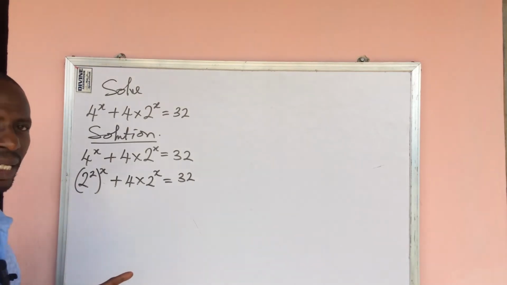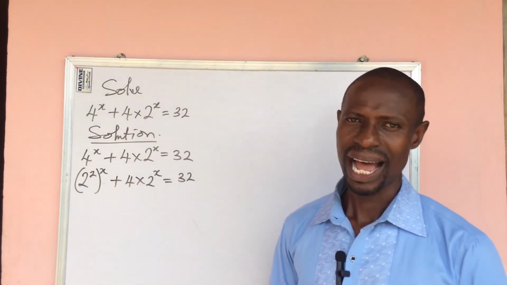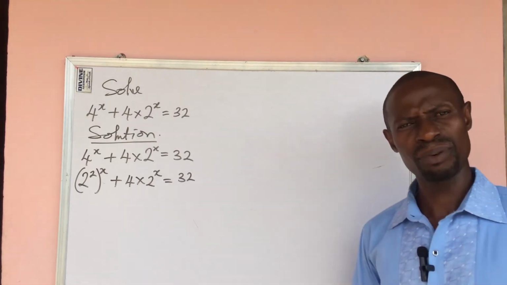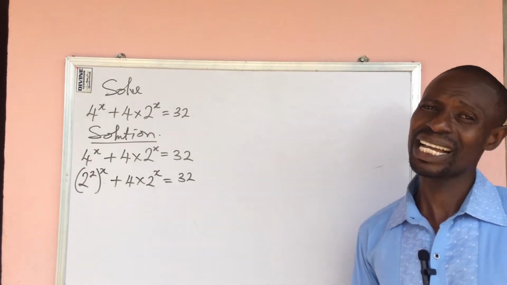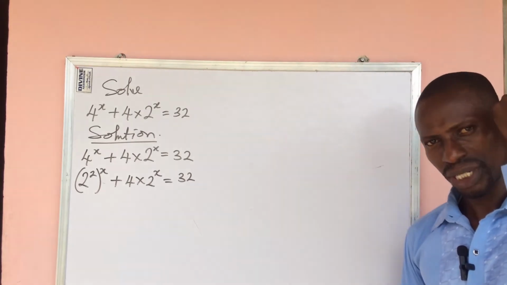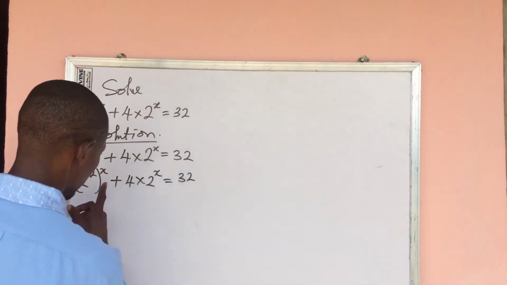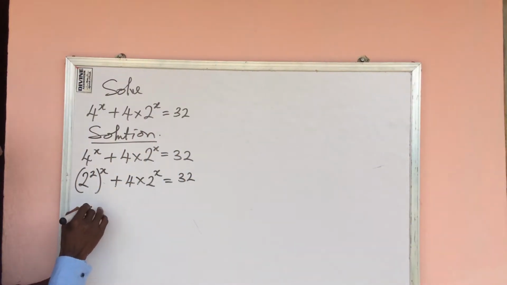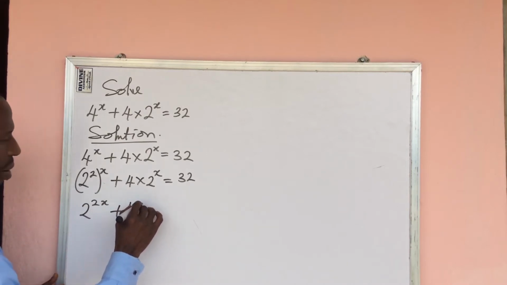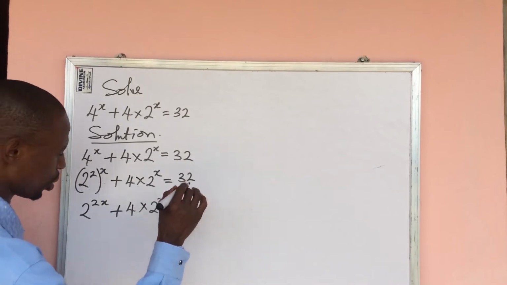According to the law of indices, when you have a number raised to a power and it is further raised to another power, they multiply the power. Now, I produced a video on that and I titled it The 7 Pillars of Indices. It's showing up here. You can equally watch it to get the 7 laws of indices. So if we go by that law, this will give us 2 to the power of 2x plus 4 times 2 to the power of x all equal to 32.